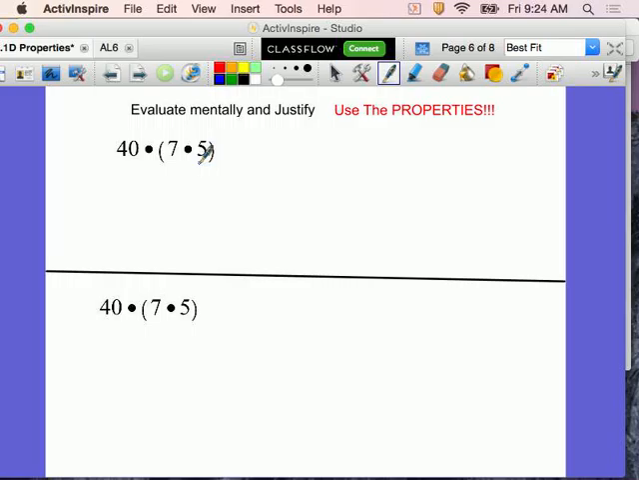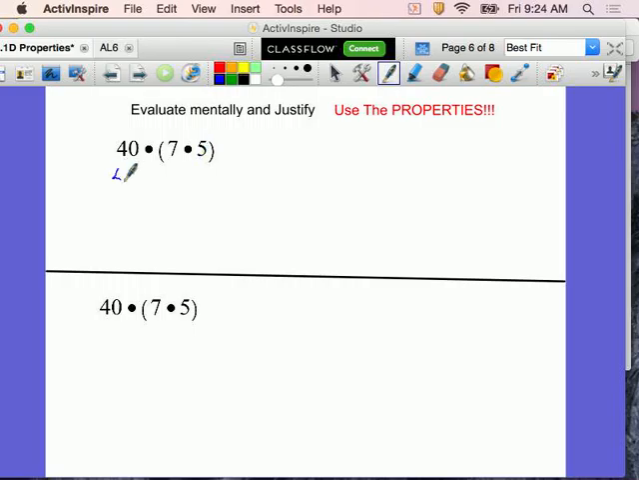So you have to decide, do you want to move some groups? Do you want to deal with the parentheses? Do you want to deal with the numbers? Do you want to do both? So what do you want to do? I'm looking at this and I like 4 times 5, it's easy for me. So I want to do 4 times 5.